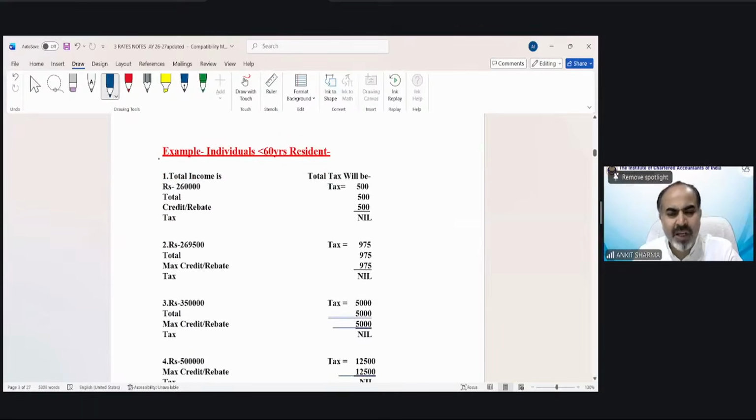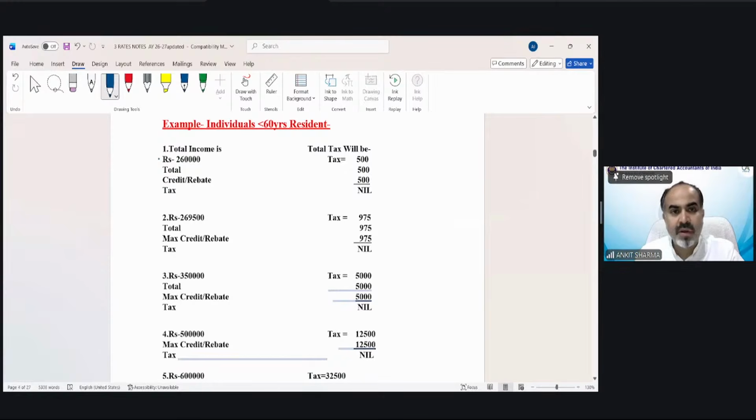Now there are multiple solved questions, like for example, an individual less than 60 years, resident. Let me tell you, if the question is silent, always consider it a C case. Always. If age etc. is not given, treat him like a C case. That means up to 2.5 lakh rupees exemption case. Now suppose 2,60,000 income has been given, and that's a C case. Up to 2.5 lakh would be exempt.